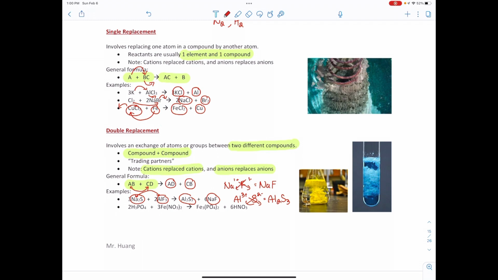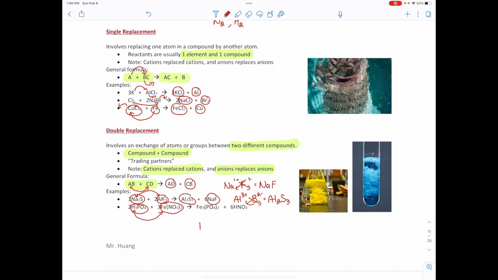Another example here, I have H3PO4 or phosphoric acid reacting with iron 2 nitrate. Once again, how I identify that this is a double replacement is when I look at it, I see that I have two chemical compounds. So anytime you have two chemical compounds, this is a double replacement reaction. The cation, in this case, this is the H+, is going to replace the other cation, which is iron.